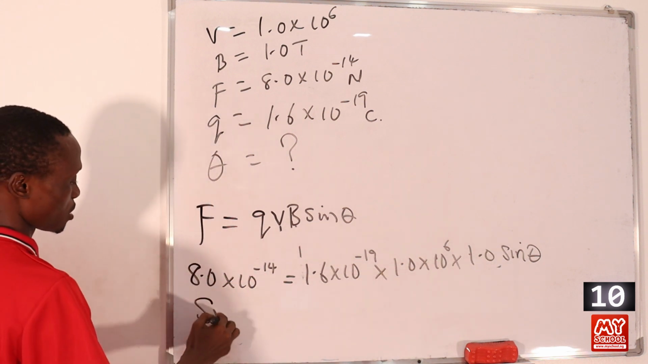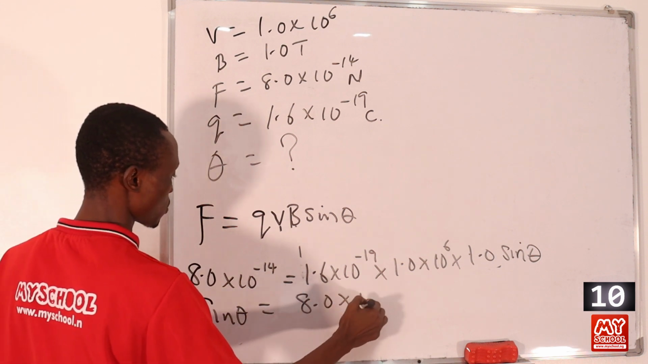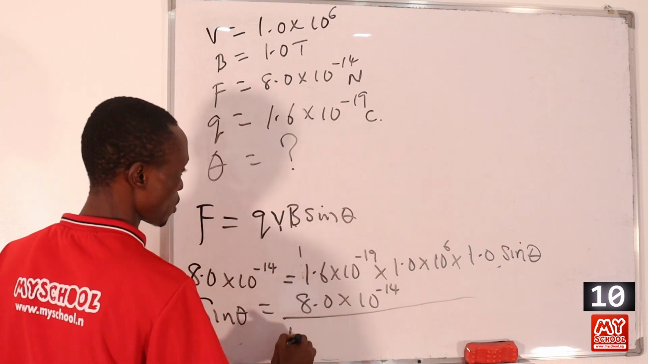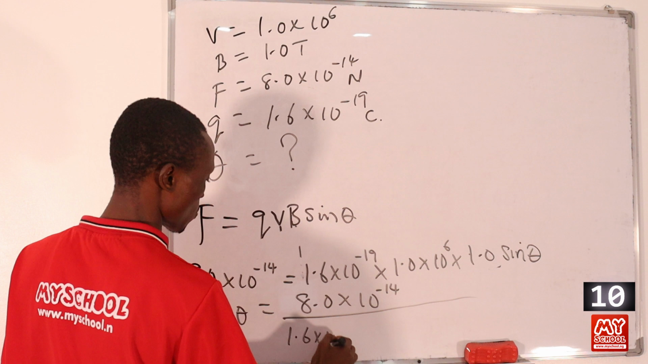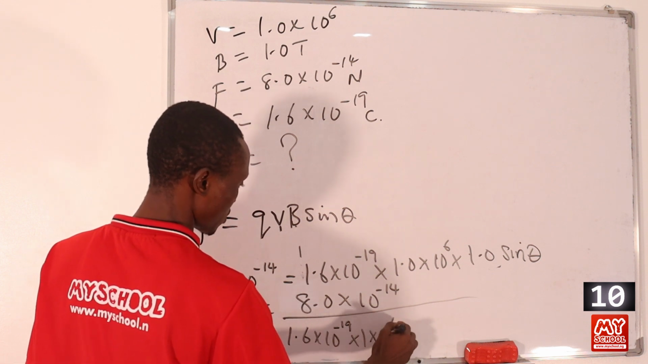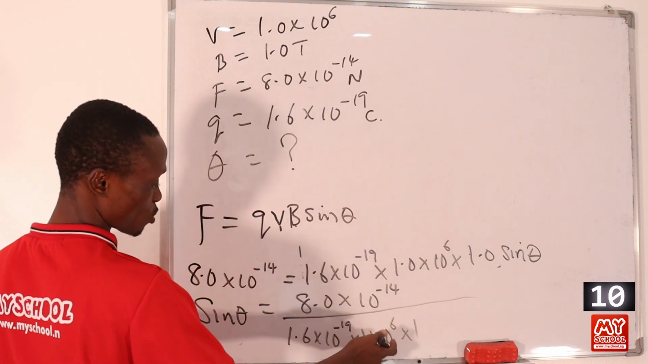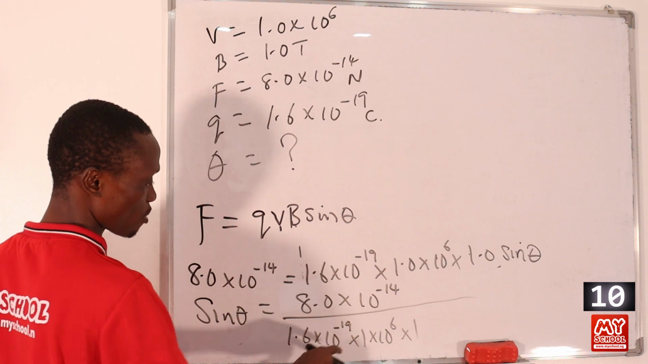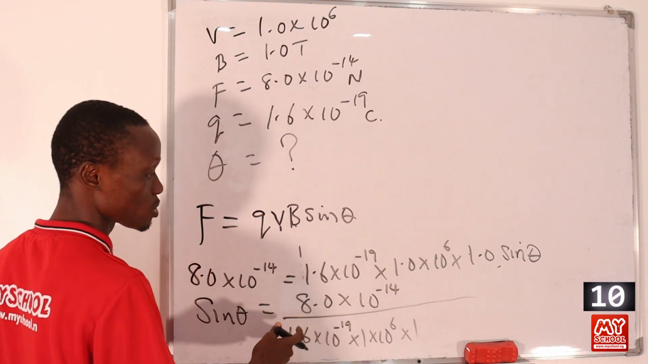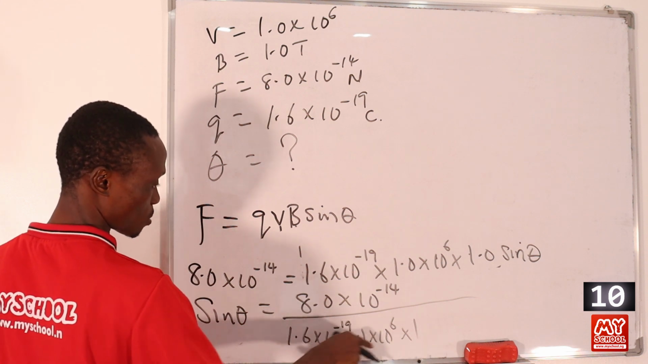Okay, so that sine theta will now be equal to 8.0 times 10 raised to the power minus 14 over 1.6 times 10 raised to the power minus 19 times 1 times 10 raised to the power 6 times 1. Okay, if I multiply this whole thing by 1, it still remains 1. Now, if I multiply 1.6 by 1, it still remains 1.6. So here we just apply the law of indices to tidy up this place.